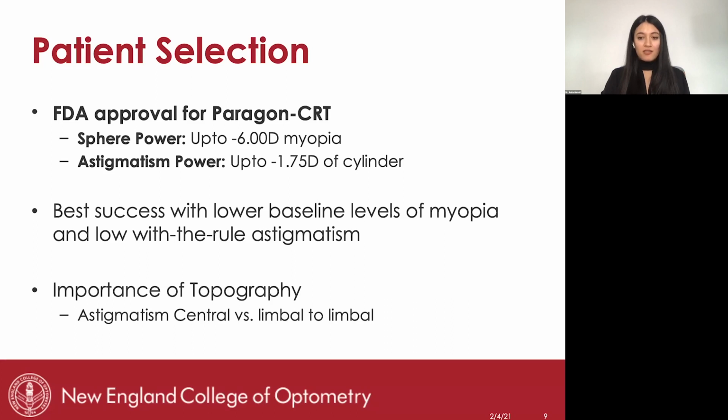And then I can't emphasize the importance of topography. So we have to make sure that we're doing baseline topography. And then if you're evaluating for astigmatism here, you want to look to see if that astigmatism is central versus limbal to limbal. If it's more limbal to limbal, then we know that we'll probably need a toric Ortho-K design. Otherwise, that lens will rock on the cornea quite a bit, and you won't achieve a stable fit for your lens.